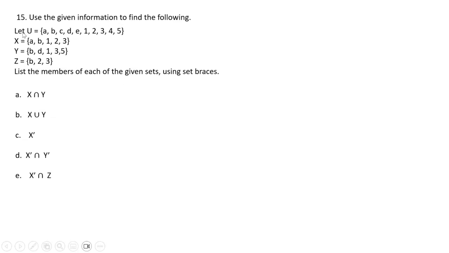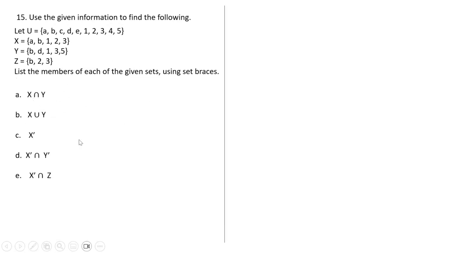Here, guys, they give you that the universal set contains the elements A, B, C, D, E, and 1, 2, 3, 4, 5. The set X contains the elements A, B, 1, 2, 3. The set Y contains the elements B, D, 1, 3, 5. And the set Z contains the elements B, 2, 3. List the members of each of the given sets using set braces.